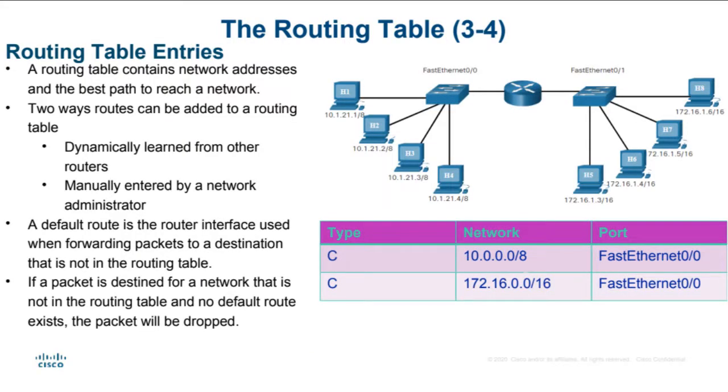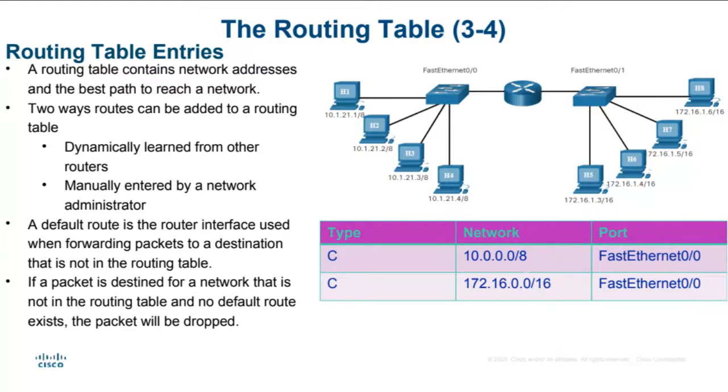Routing table entries. What do I find in my routing table? It contains network addresses and the best path to reach a network. There are two ways routes can be added to a routing table: either dynamically, learned automatically from other routers if you are using a routing protocol, or manually, where you add it.